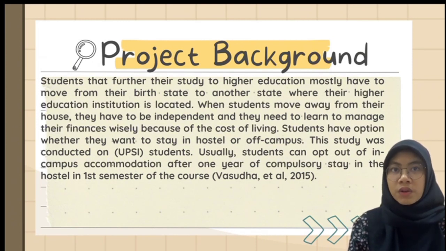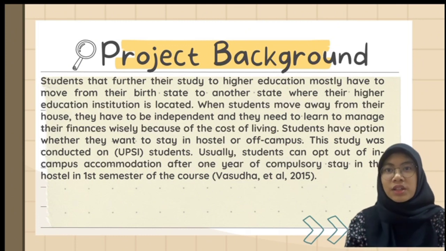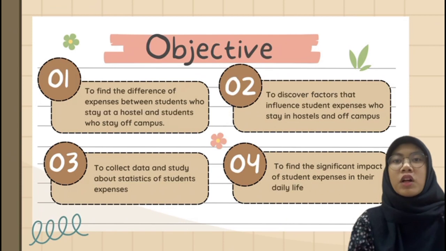This study was conducted on UPSTATE students. Usually, students can opt out of in-campus accommodation after one year of compulsory stay in the hostel in the first semester of the course. Next, the objective.